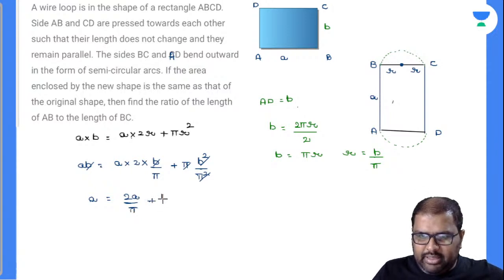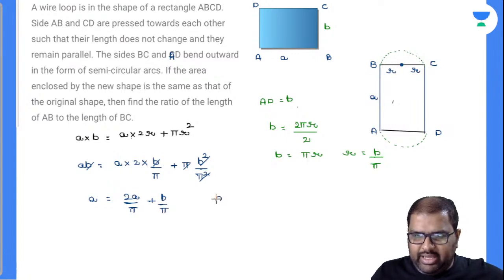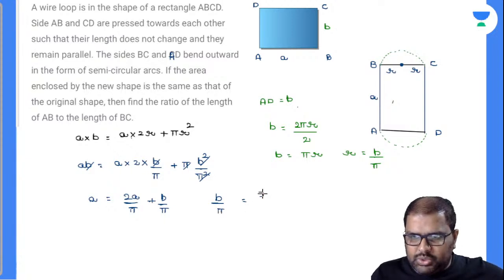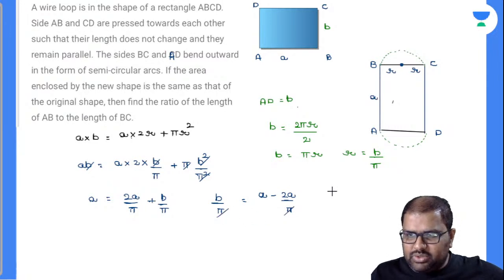Will you accept with me? So see, a little bit of tweaking and I'll get it done. B by pi, can I write it like this? A minus 2A by pi. So I'll take down A pi. Can I write it like this? A into A minus 2A by pi. So finally I can do one thing. My pi gets cancelled. So finally B is equal to pi minus 2 into A.